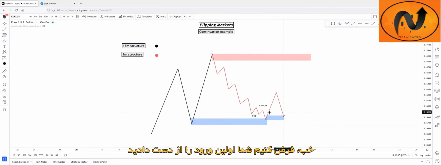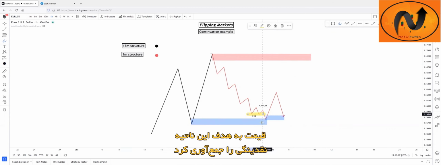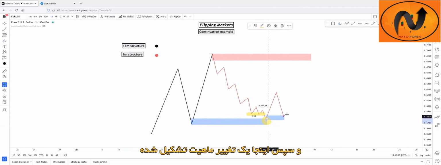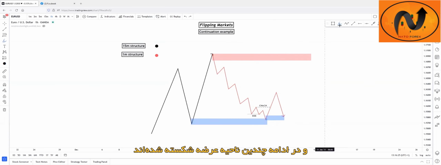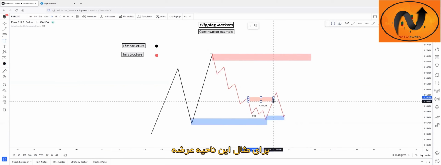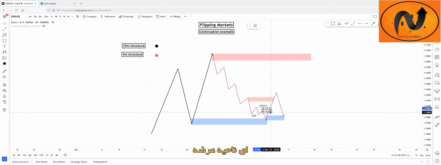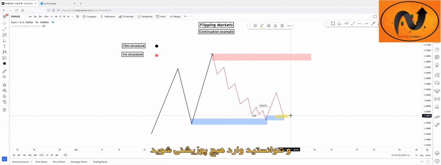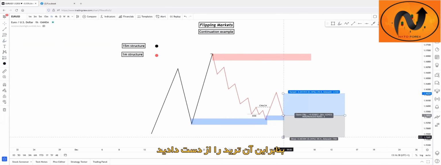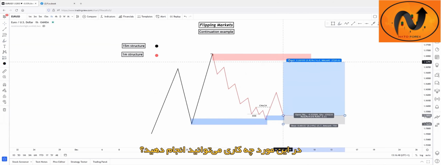Okay, let's say you missed this first entry. Price swept some liquidity into this demand zone. After the liquidity sweep, it changed character to the upside here and here also, and broke through several supply zones. For example, this supply zone, so many supply zones. Let's say you missed the change of character entry here and you couldn't enter the position. So you did miss it. What can you do in this case?